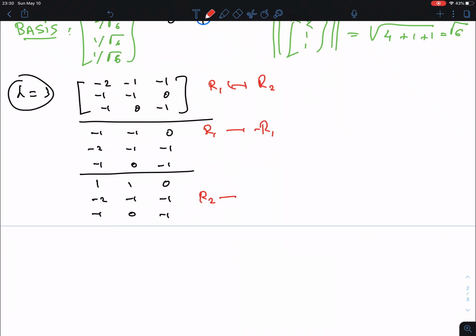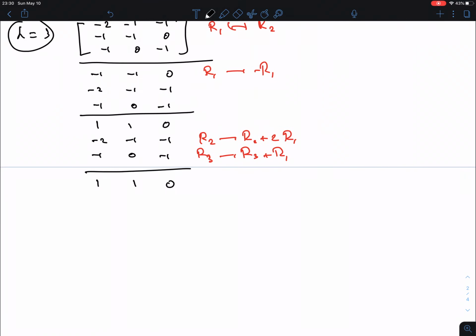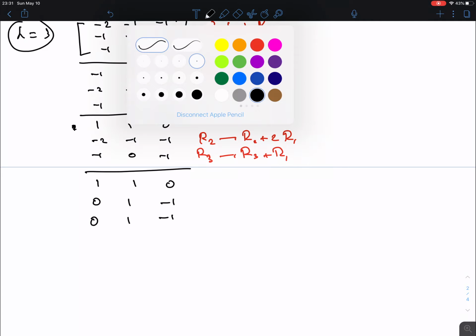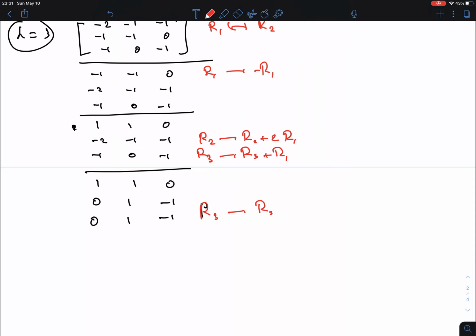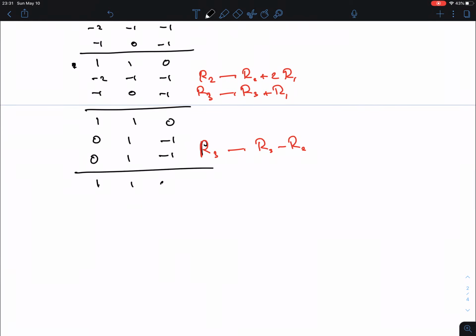Row 2 plus 2 times row 1, row 3 plus row 1. You get 1, 1, 0. So I'm multiplying this with 2 and add up, that's 0. 2 minus 1 is 1, 0 is minus 1. And then I'm just adding these things, 0, 1, negative 1. Great, because this tells me that the last row is going to go. Row 3 minus row 2. 1, 1, 0, 0, 1, negative 1, 0, 0, 0.